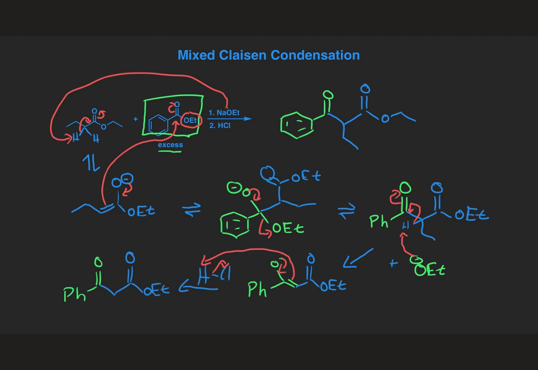and I probably should have said this on the last slide, but I didn't. The product of a Claisen condensation is a 1,3-dicarbonyl. And so this carbonyl is on carbon 1, 2, and this one is on carbon 3 relative to that. So it's a 1,3-dicarbonyl.